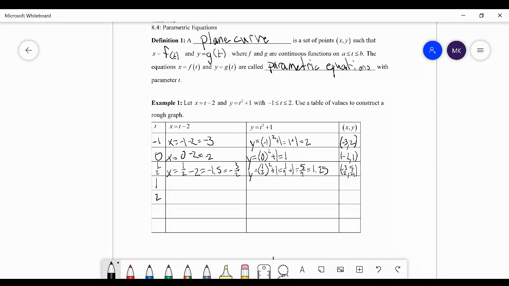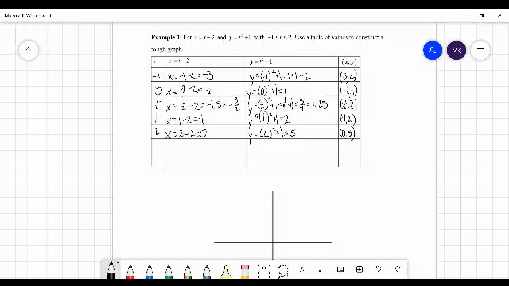So we just keep doing this, evaluating all these t values. So 1 minus 2 is negative 1. 1 squared plus 1 gives us 2. Negative 1, 2. And last, so we get these points here.